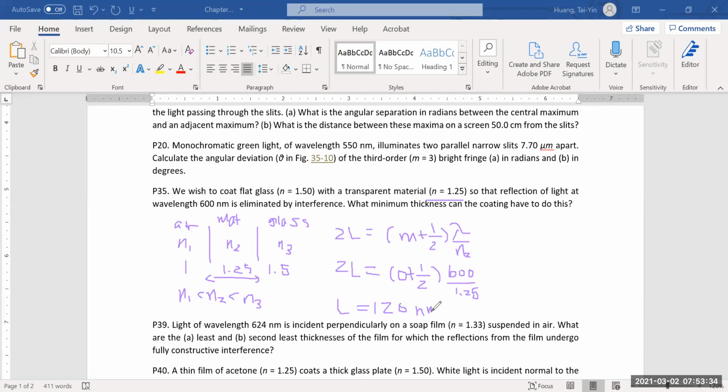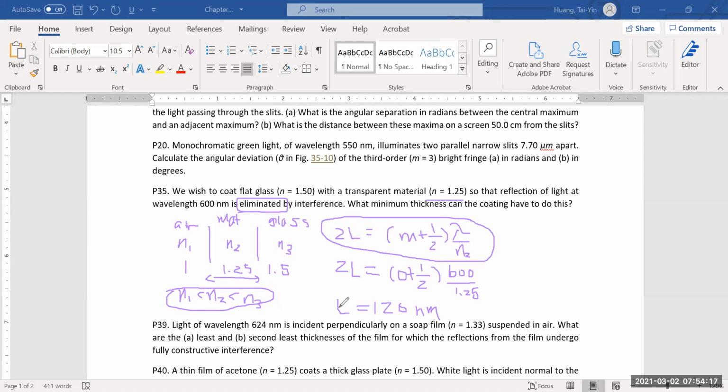You can either keep it in nanometers or convert it to meters. It doesn't really matter as long as the units are consistent. So it's 120 nanometers or 1.2 times 10 to the negative 7 meters. This is a very basic application of the thin film theorem. You identify the n values, and because you want light to be eliminated, this is the equation to use. Then you just plug in the numbers and you'll get your L.